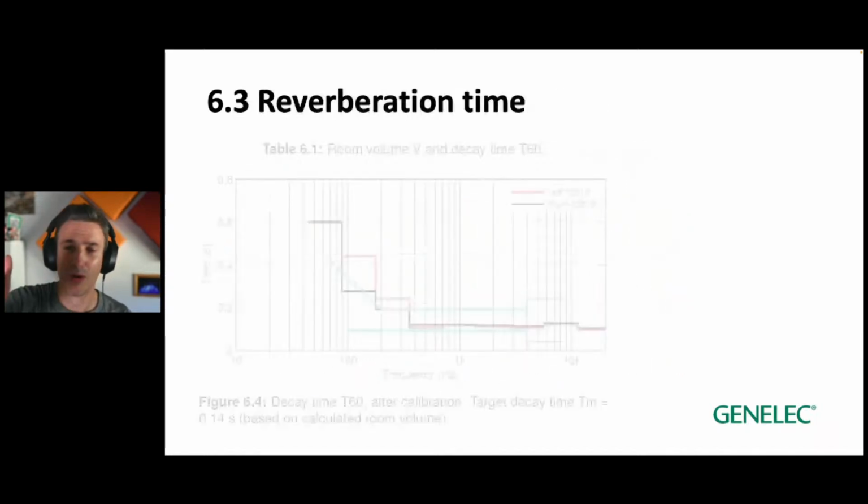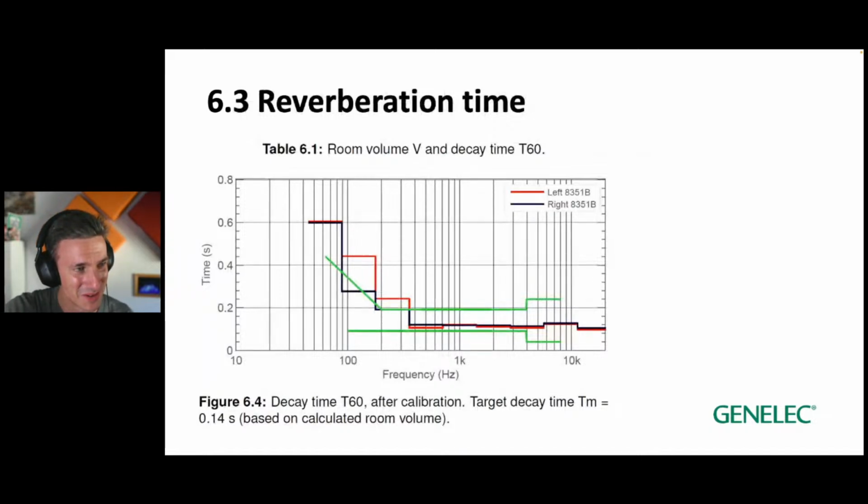And once again, the reverberation time, now in relation to the room size you entered. So this green corridor is defined by the room size you entered before you calibrated. And then you can see, are your speakers within this corridor, or are they not? So you can also see there's always a target decay time, and this is based on calculated room volume. And of course, the calculated room volume is based on your dimensions.